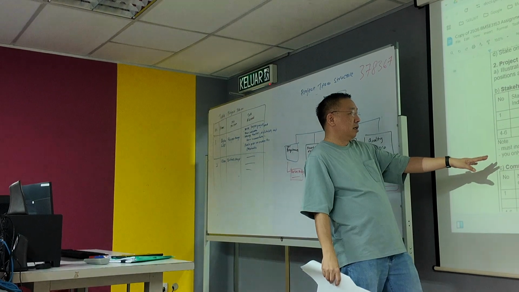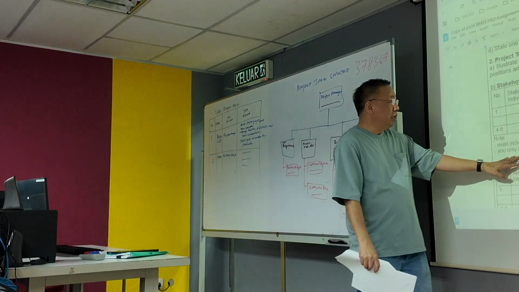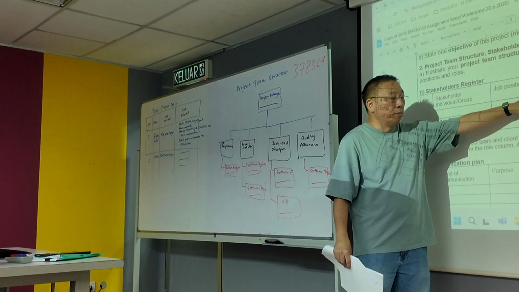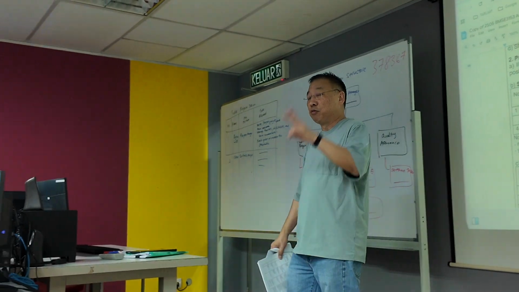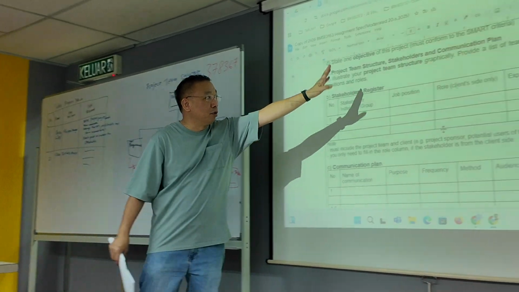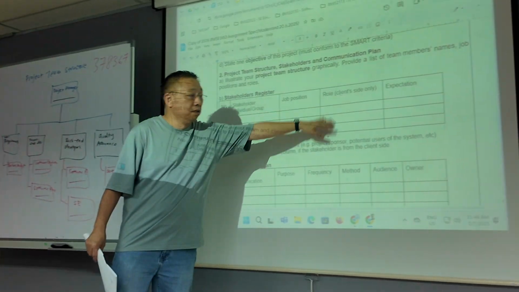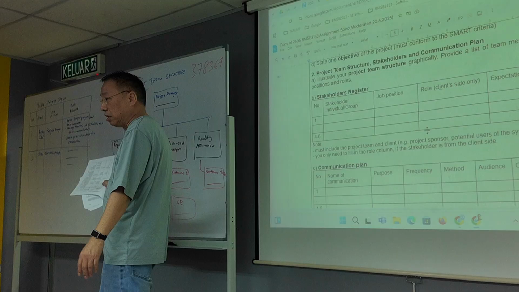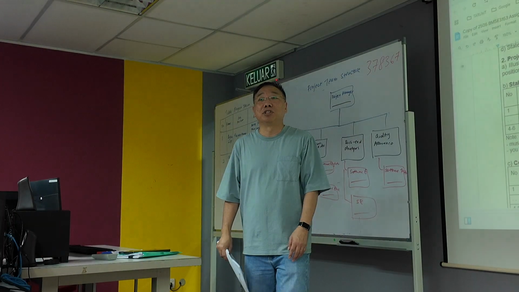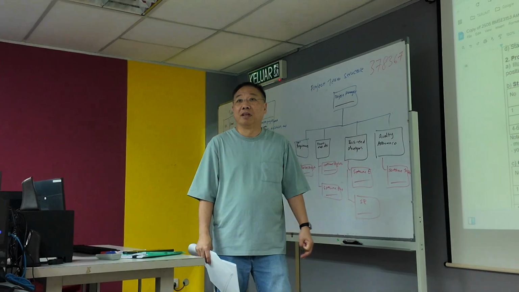This one it says here: you only need to fill in the role column for the project client. So remember I said you have to do 2 tables, one stakeholder register for the client, one stakeholder register for your project team. For your project team, you don't have to fill in the role. Why? Because you already did that in the project team structure already. No need to repeat. Right?